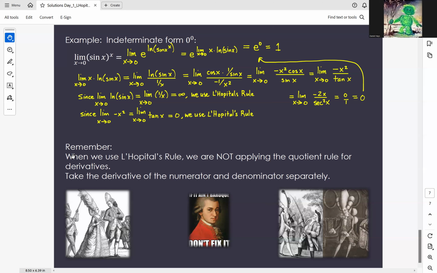Okay. Reminders at the bottom, L'Hopital is not the same thing as quotient rule. In fact, L'Hopital is easier. We're just treating the numerator and denominator as separate exercises to differentiate. Okay, so just keep that in mind.